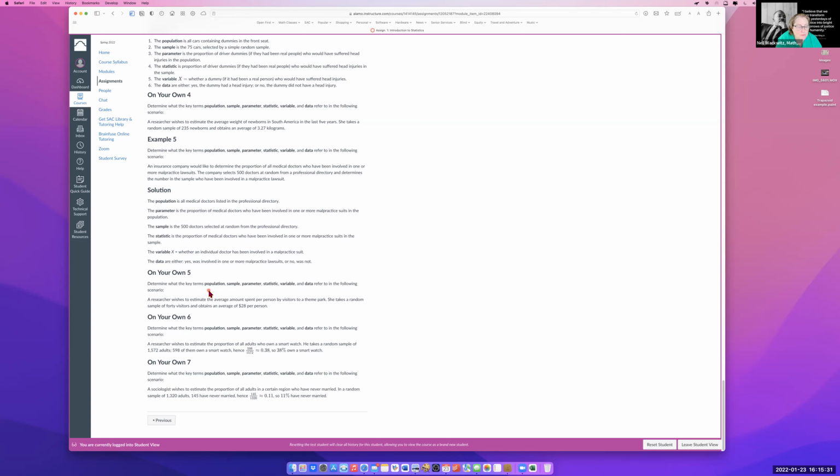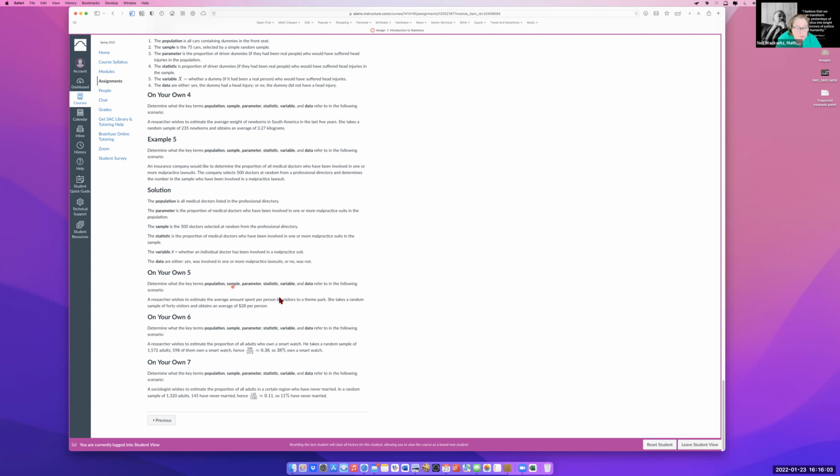Determine what the key terms population, sample, parameter, statistic, variable, and data refer to in this scenario. A researcher wishes to estimate the average amount spent per person by visitors to a theme park. She takes a random sample of 40 visitors and obtains an average of $28 per person. Okay, so what is the population? What is the whole group? Exactly, all the people who visit theme parks. And I think it's in 1 year.